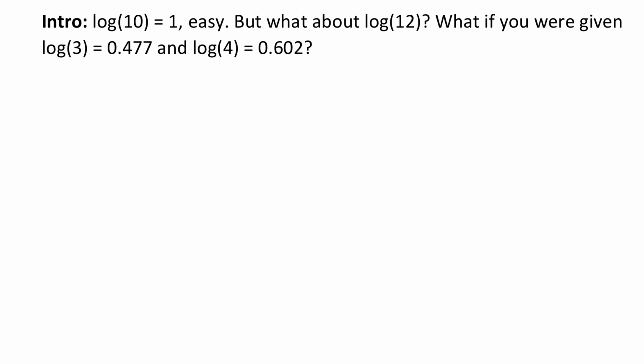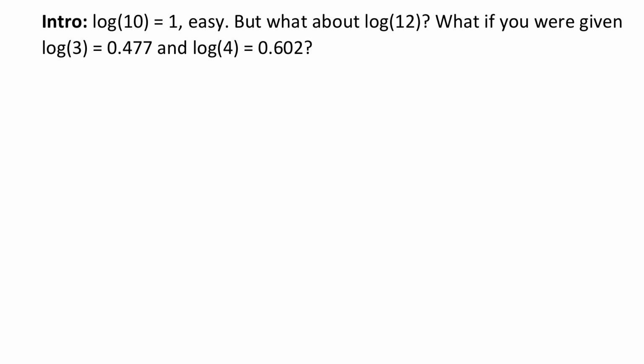Hello. In this video, we're going to continue our study of logarithms. Now, log base 10 of 10 equals 1. That's easy. But what about log of 12? We know that this will be a little bit bigger than 1, but it's going to be some ugly decimal. And how we would figure it out, I guess we'd just use a calculator.